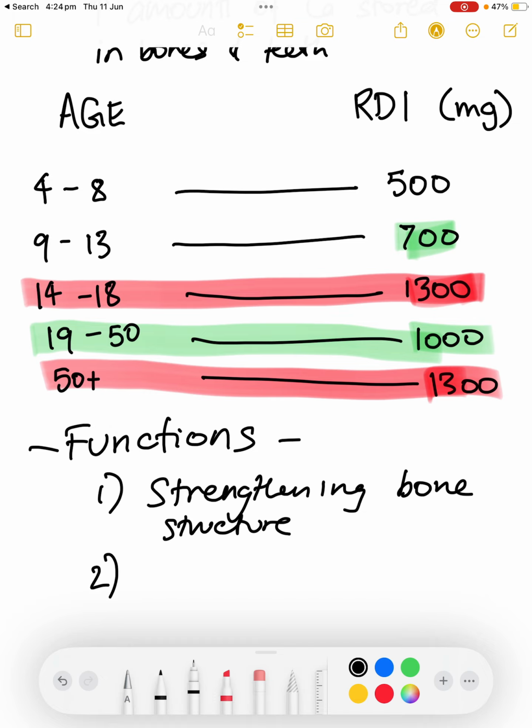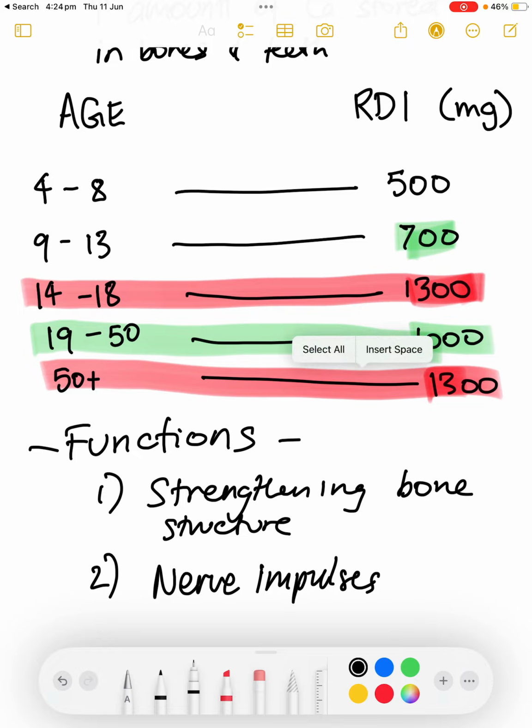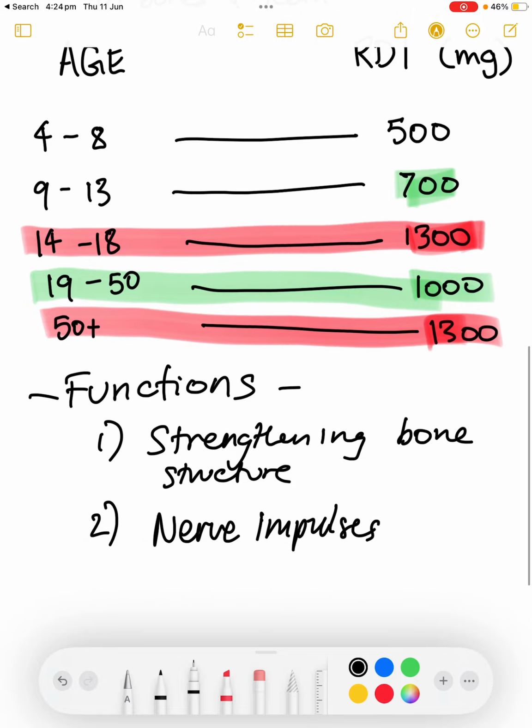The second one is it actually supports nerve impulses, all right, and muscle contraction and relaxation. Okay, so nerve tissue uses calcium to stimulate nerve triggers. All right, and that will trigger a muscle contraction as well, producing movement. And because the heart is a muscle, calcium will help the heart beating and contracting. Okay, so it supports that.